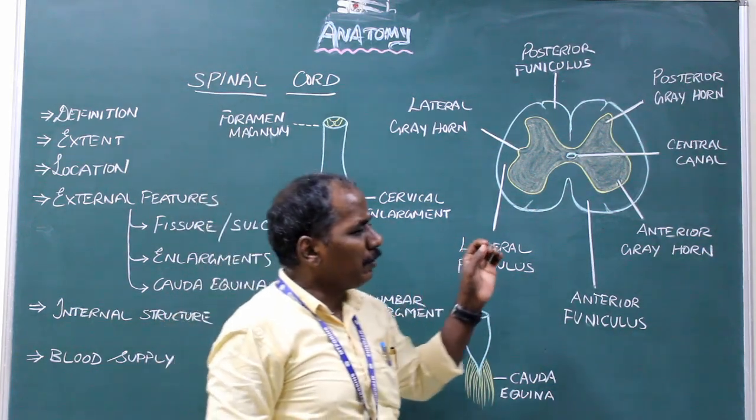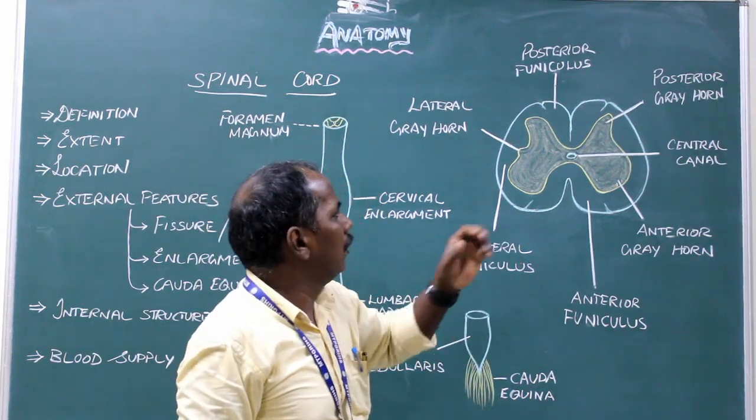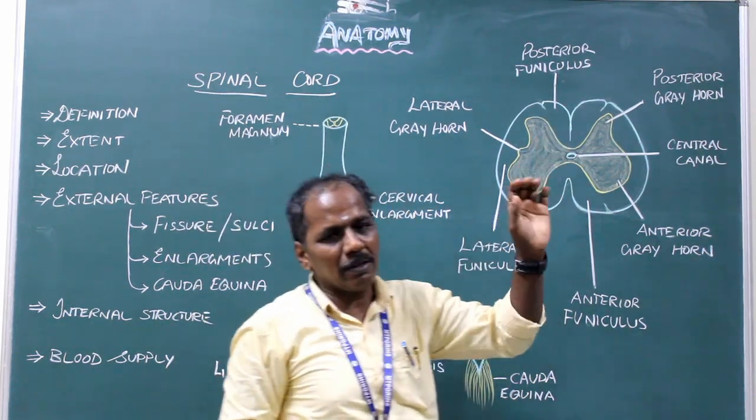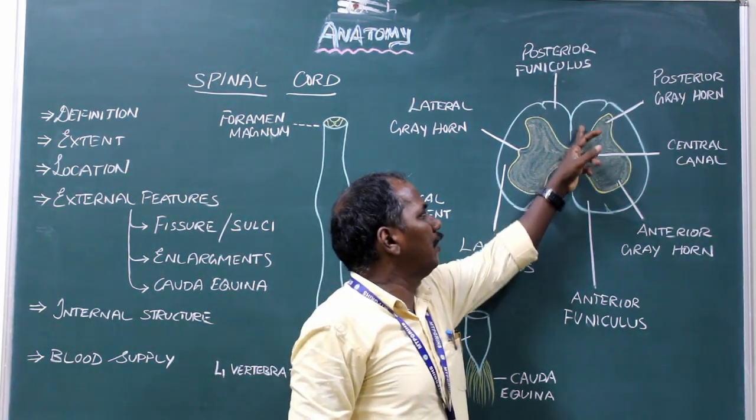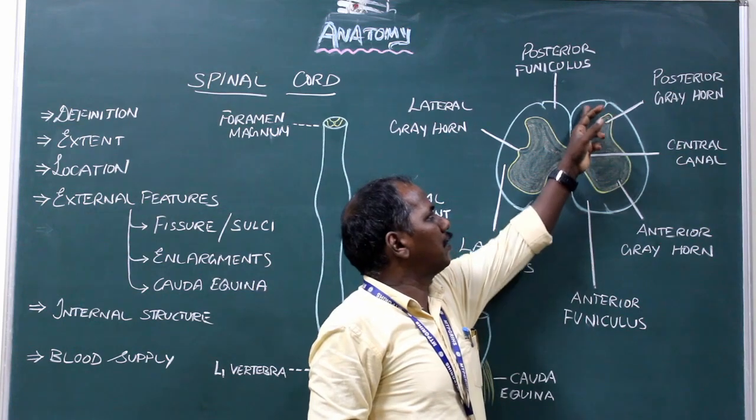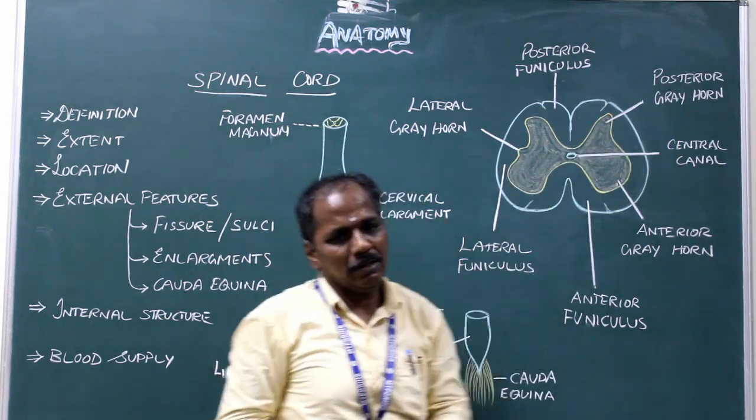The posterior funiculus is divided into fasciculus gracilis, the medial part, and fasciculus cuneatus, the lateral part.